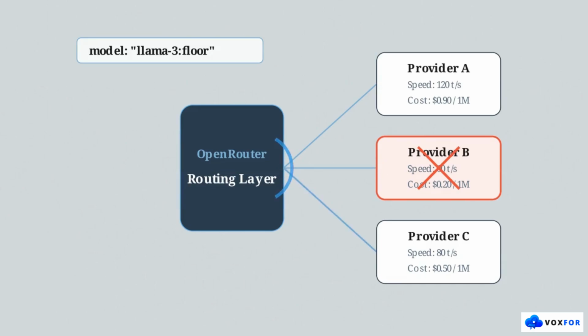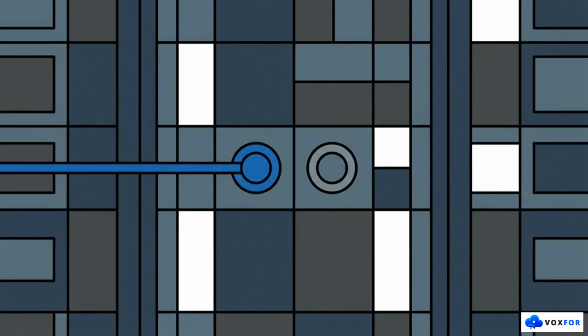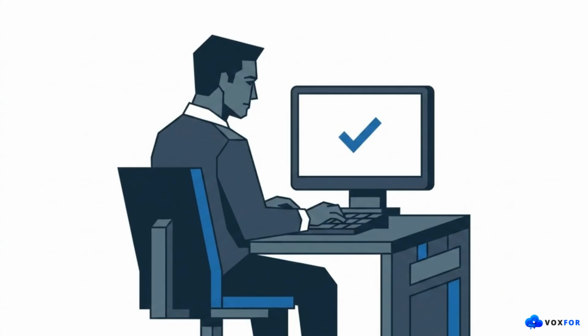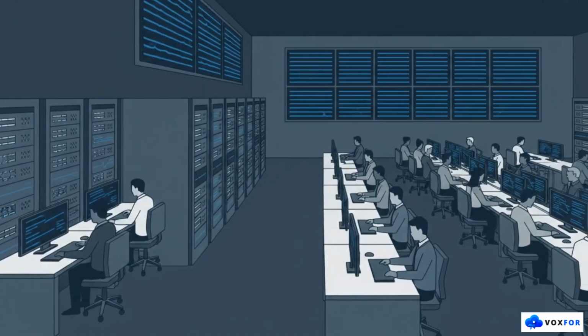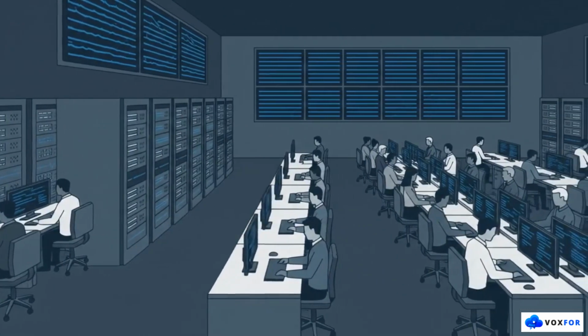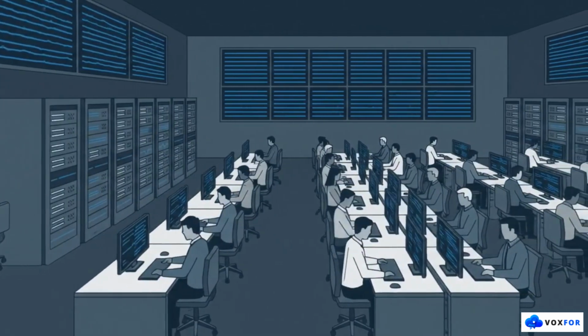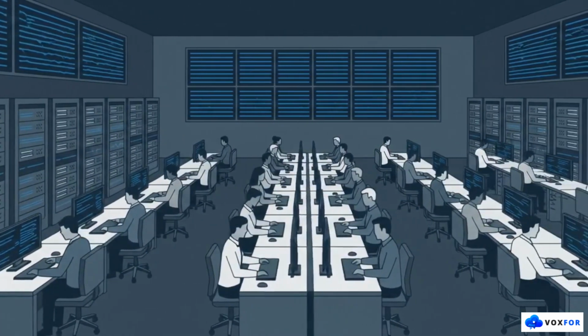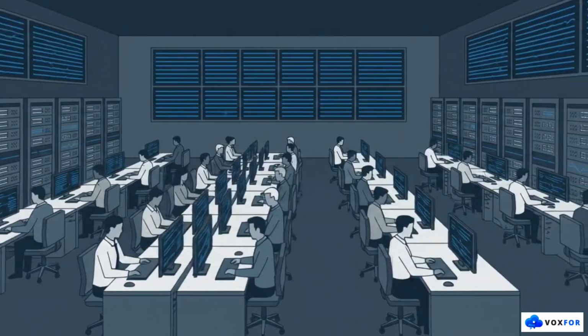If a targeted provider unexpectedly goes down, OpenRouter intercepts the error. It immediately redirects your request to the next available provider hosting that exact same model. Your connection never drops, and your users never see an error message. The routing layer actively manages your traffic, taking unpredictable third-party APIs and turning them into a highly available, hyper-optimized utility.